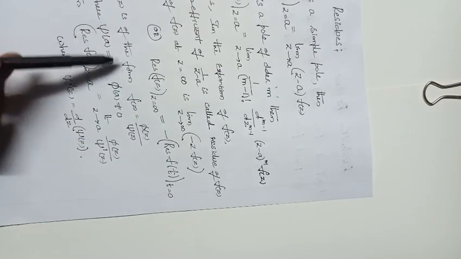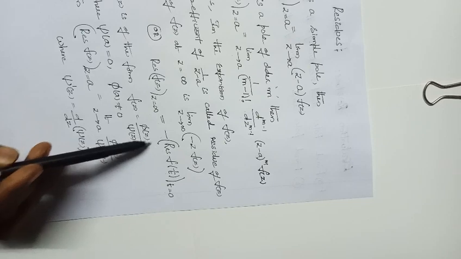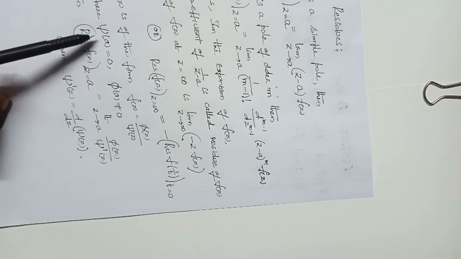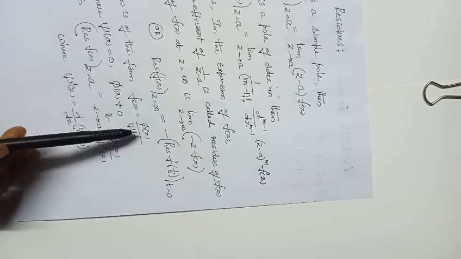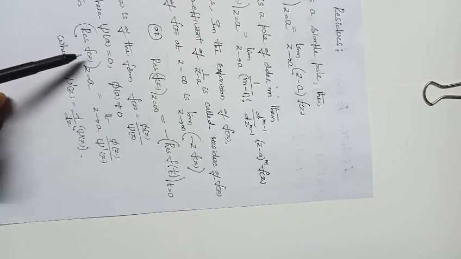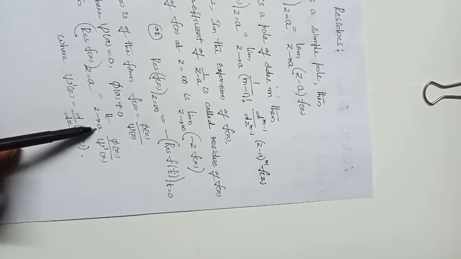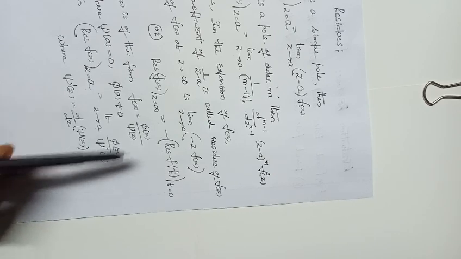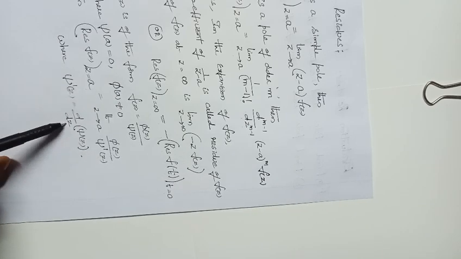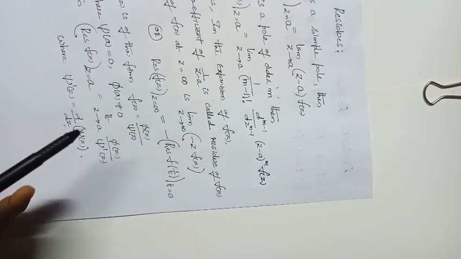Now if f of z is of the form u by v, that is phi of z by psi of z, and we need the residue, the condition is phi of a not equal to 0 but psi of a equal to 0. In this case the residue of f of z at z equal to a is obtained by taking the limit of z tends to a of phi of z by psi dash of z. Psi dash of z is nothing but the differentiation of psi of z with respect to z. These are the methods to evaluate the residue of a given function.